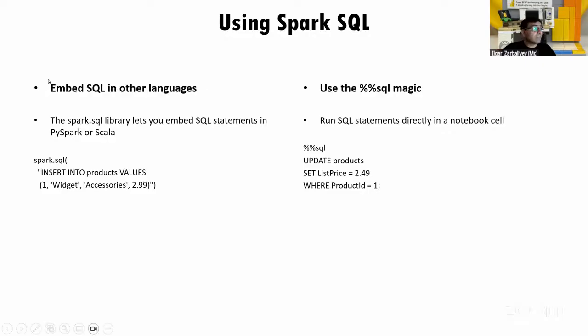In the example on the left, we are inserting a row into the products table by passing a SQL string to spark.sql. This is the style you want when the SQL is being built dynamically or when it sits inside a larger Python function.